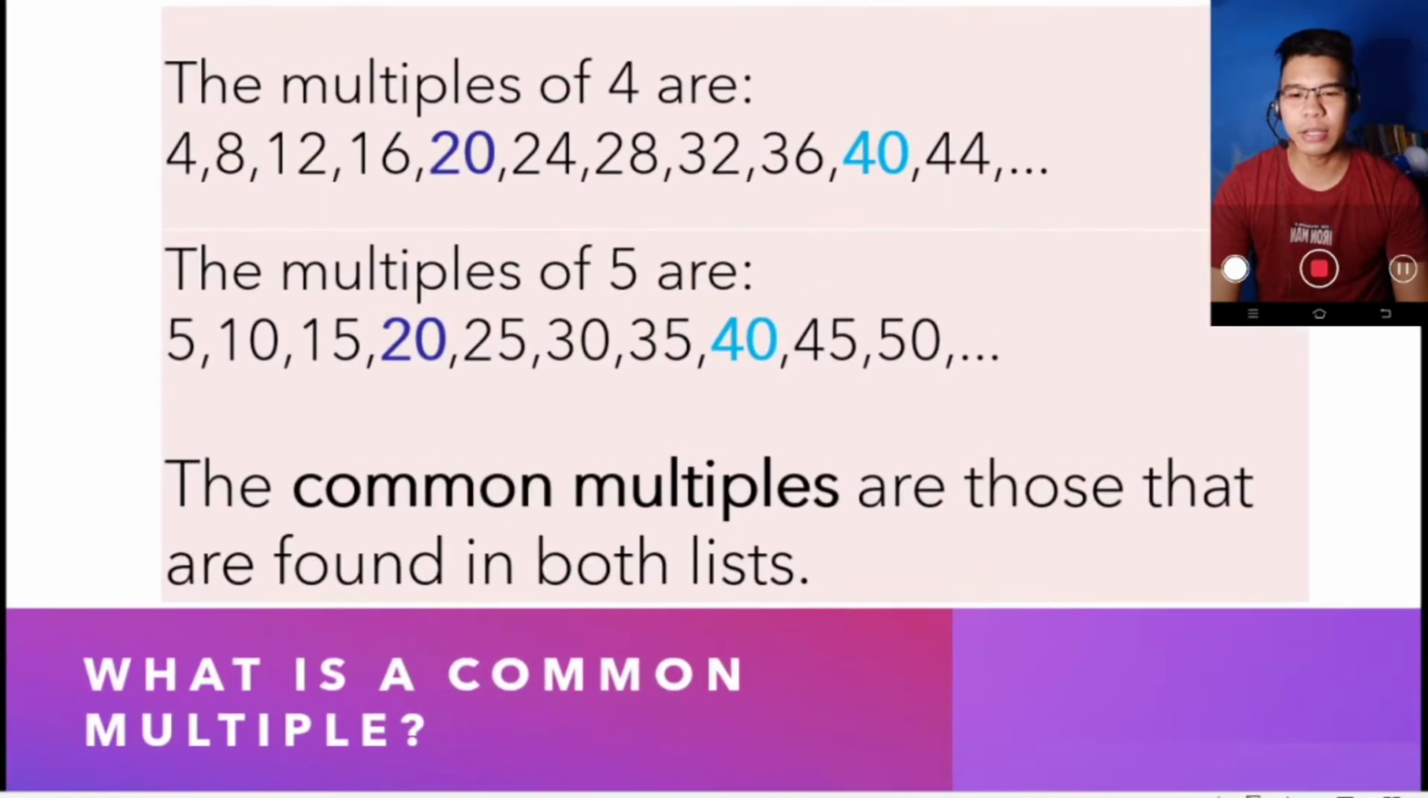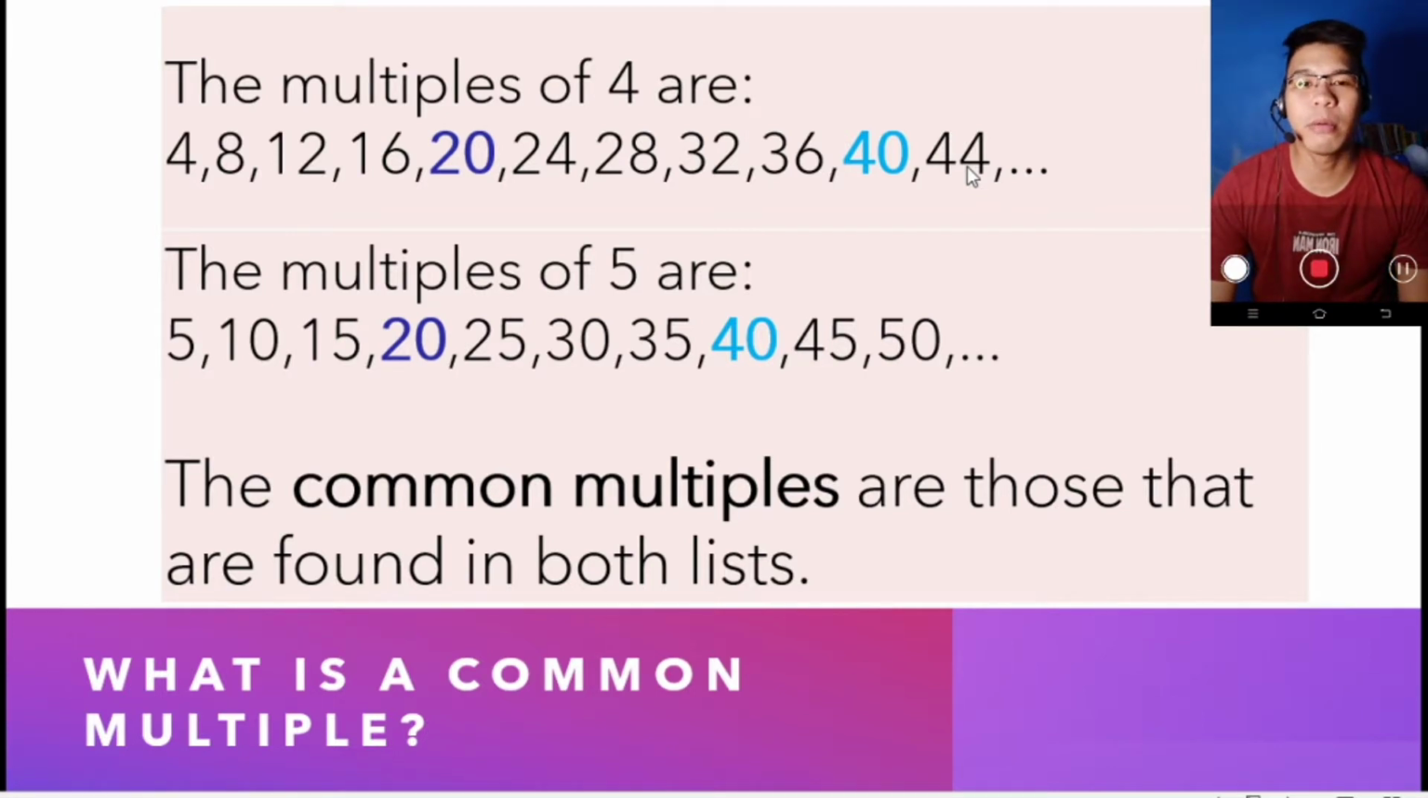Let us talk about what a common multiple is. The common multiples are those that are found in both lists. Let's say for example we have the multiples of 4 and the multiples of 5. For 4 we have 4, 8, 12, 16, 20, 24, 28, 32, 36, 40, and 44. And the multiples of 5 are 5, 10, 15, 20, 25, 30, 35, 40, 45, 50. As you can see, the common multiples of the two numbers are 20 and 40.